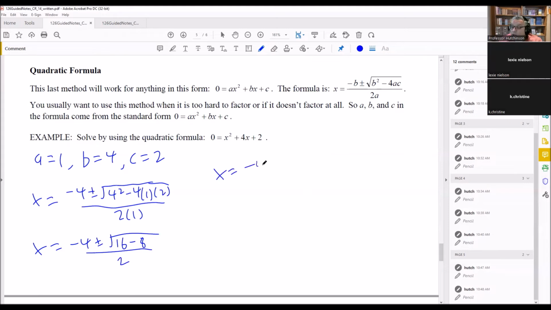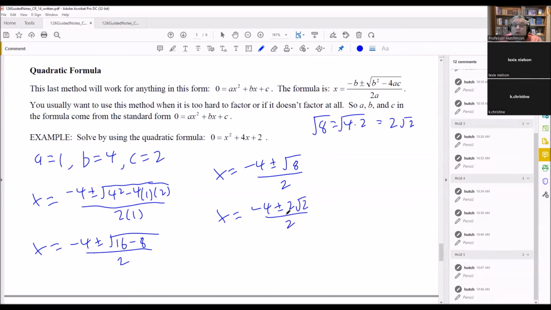x is equal to negative 4 plus or minus the square root of 8, all over 2. When you get to this point, the square root of 8, you want to see if you can break that square root down more. So the 8 is equal to 4 times 2. So the square root of 8, I can write as the square root of 4 times 2. The square root of 4 can come outside of the radical. So the square root of 4 is a 2, which means that I can now write that as 2 square root of 2. So I have x is equal to negative 4 plus or minus 2 radical 2 all over 2.